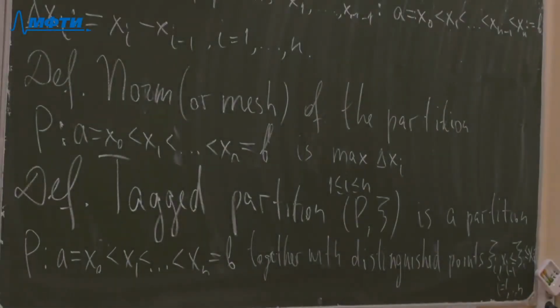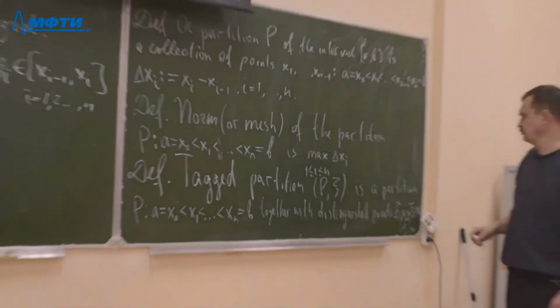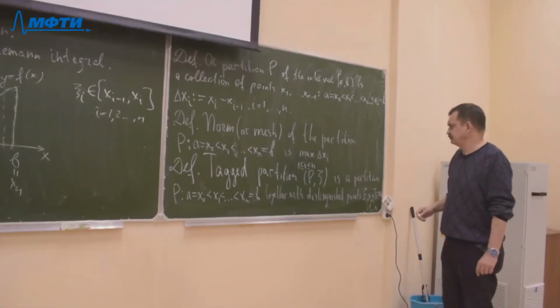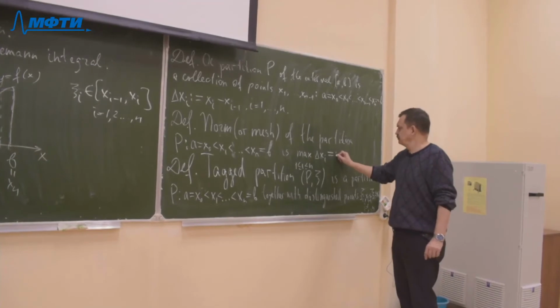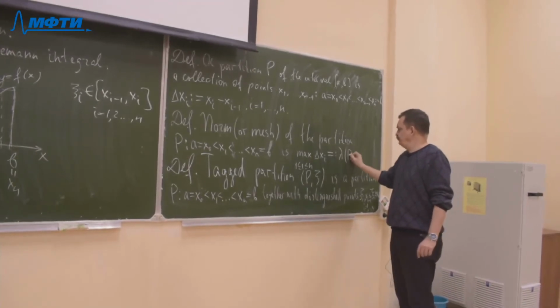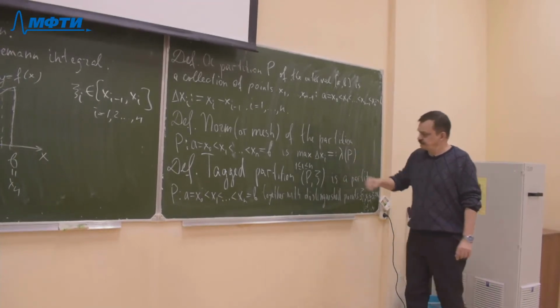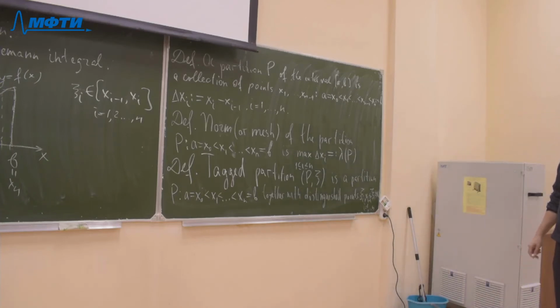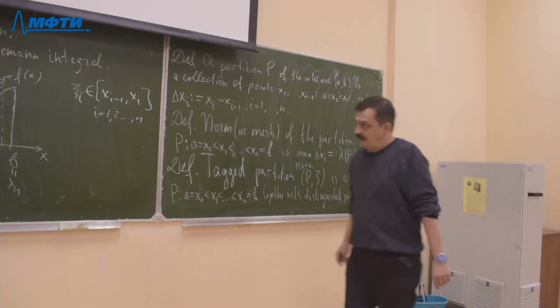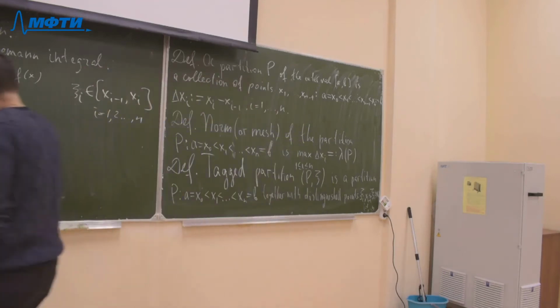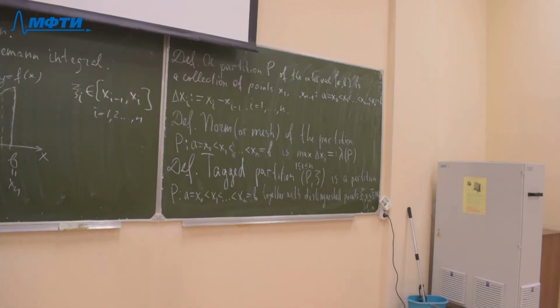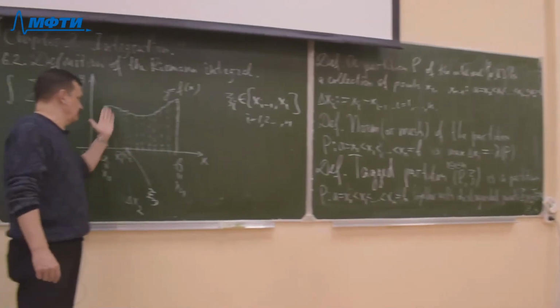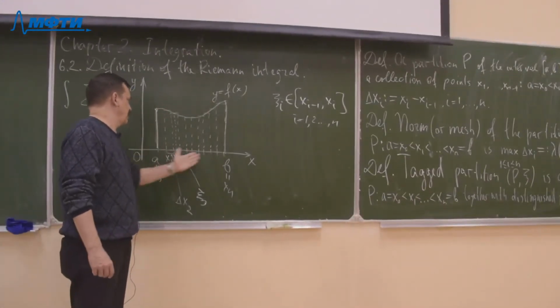I think I need to denote the norm somehow, so let it be lambda of p. Lambda of p be the norm of the mesh. Okay, now let us write down what I described before.